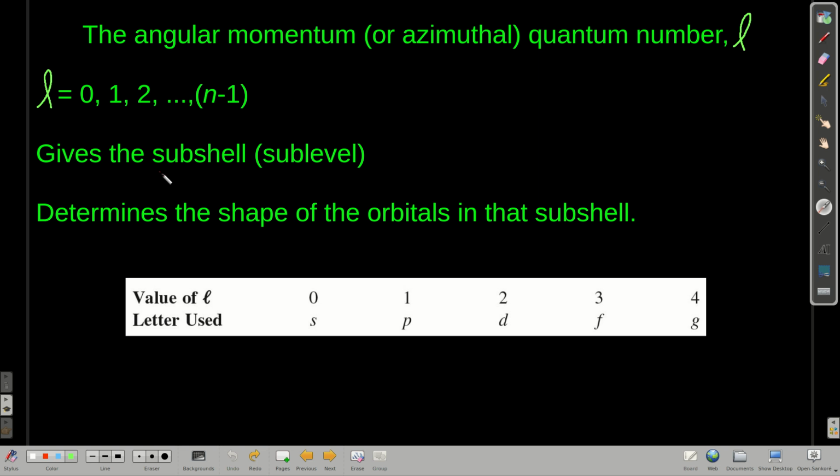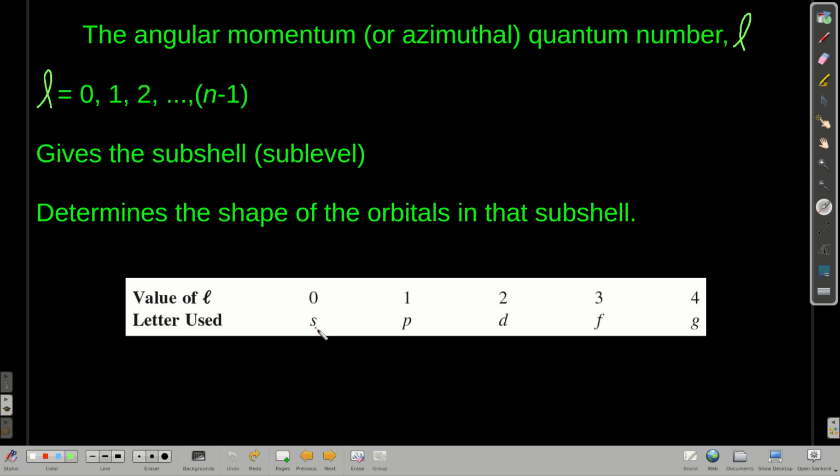What l, the angular momentum quantum number, gives you is the subshell or the sublevel. So we have the shell or the level from the principal quantum number, and within that shell there are subshells or sublevels. These are given by l. Knowing what value l has, we know what shape the orbitals in that subshell are, and you'll see pictures of those in the next module.